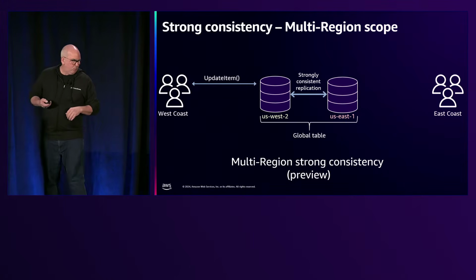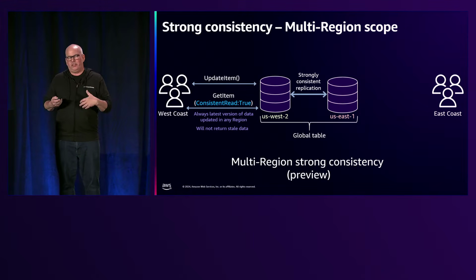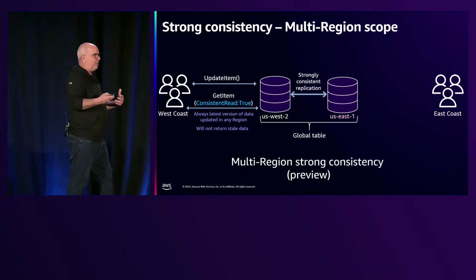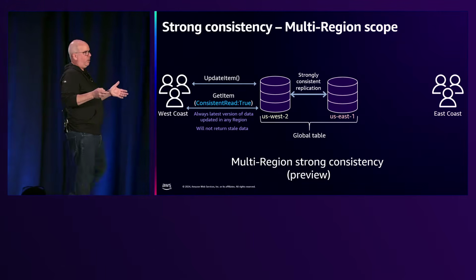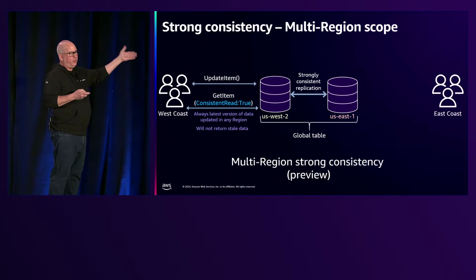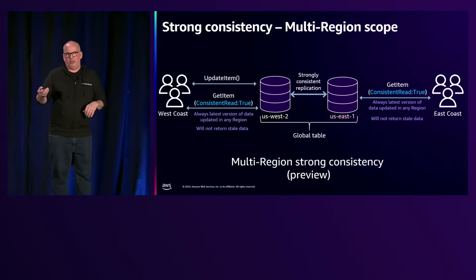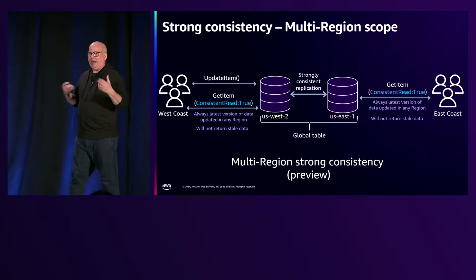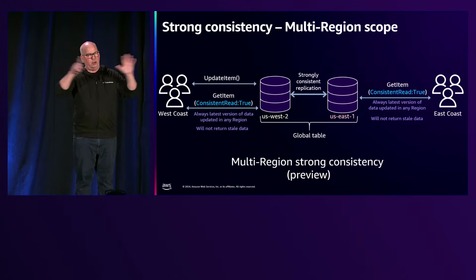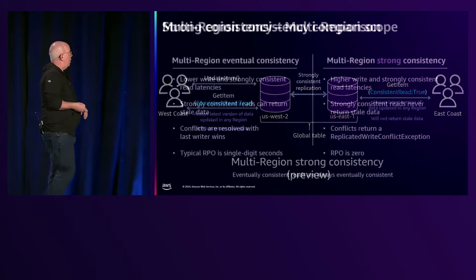And so now, when my users on the West Coast perform an update item call to that US West 2 replica, and then they do a get item call setting consistent read to true, that strongly consistent read, they know that they have the latest version of the data no matter where that data was updated. Even if somebody updated the same item in US East 1, they're going to see the change immediately. And the same, of course, is going to be true in any replica in a strongly consistent global table. Anybody at any time can do a strongly consistent read and know within a multi-region scope that data is always the latest version of data.